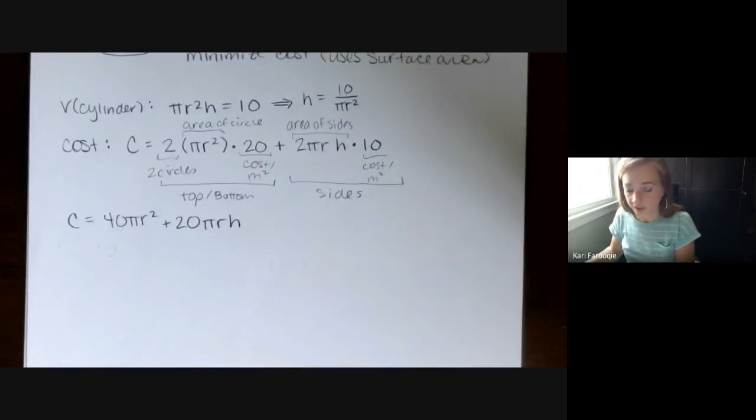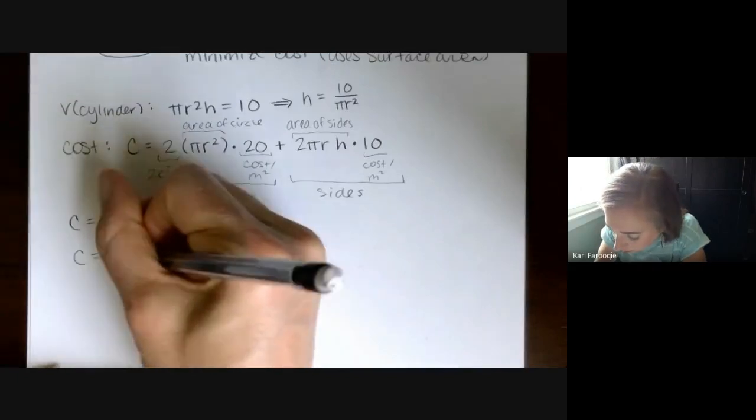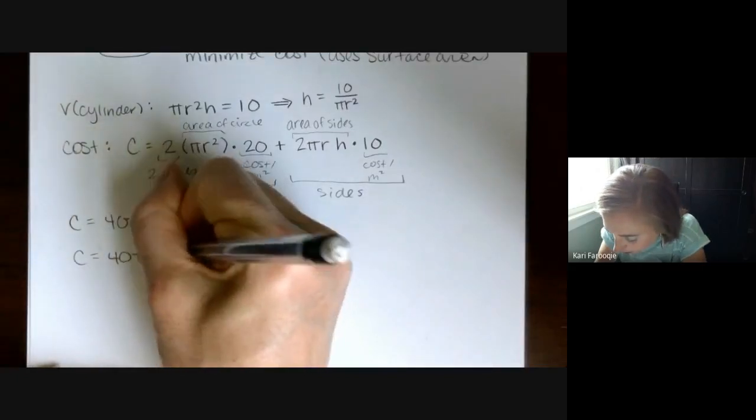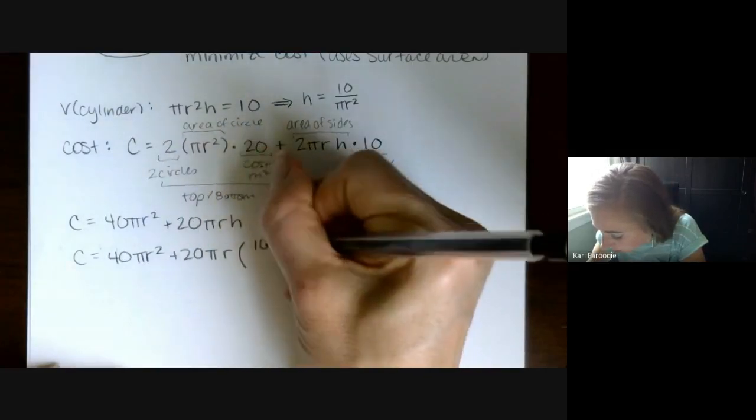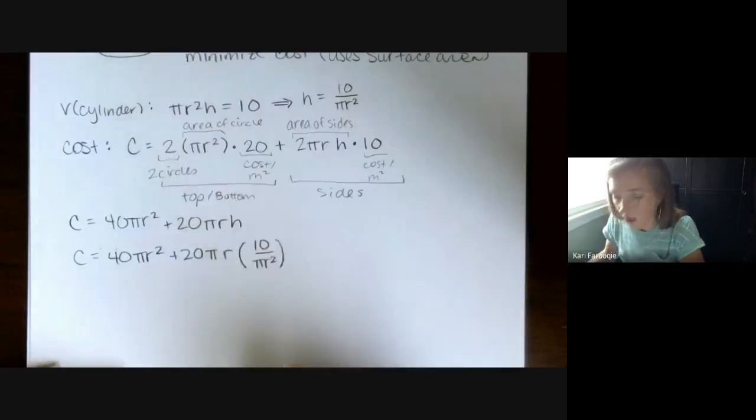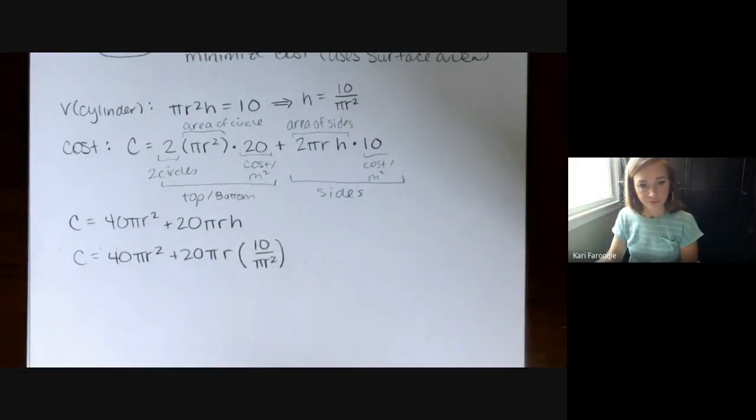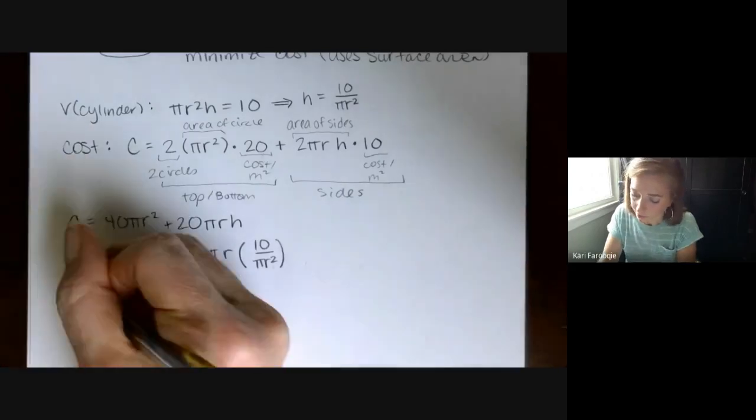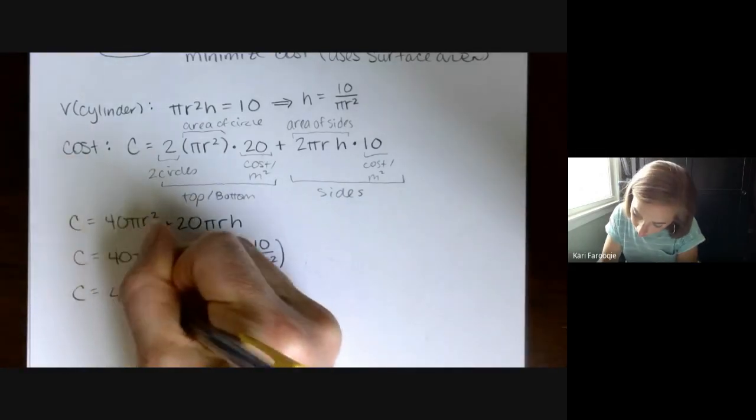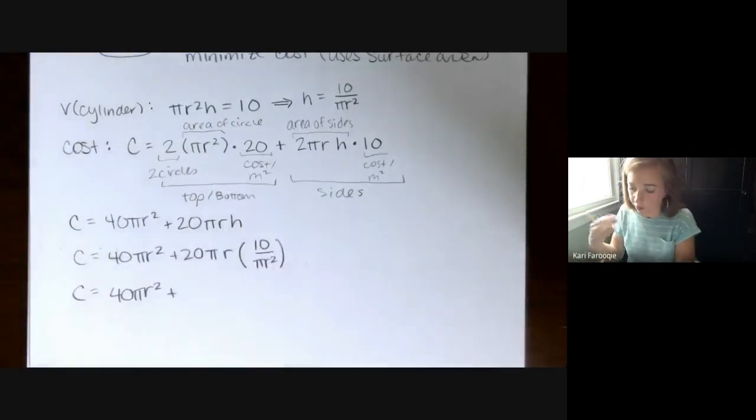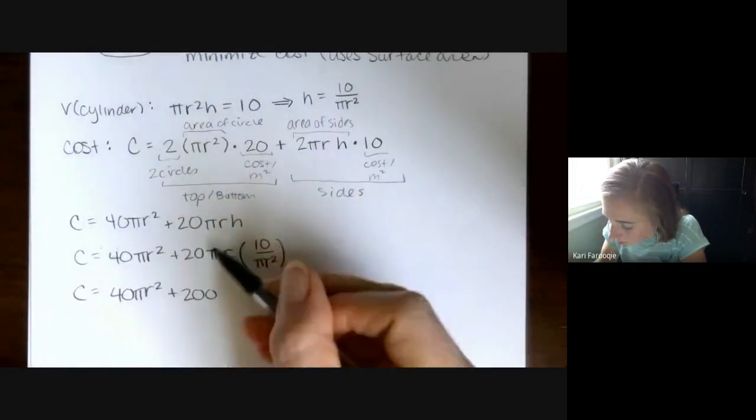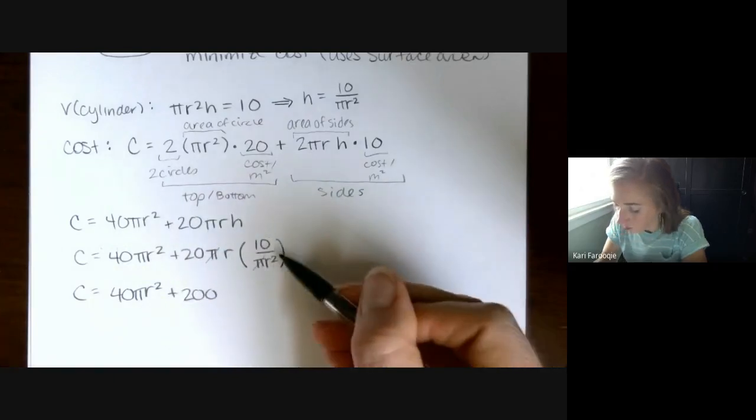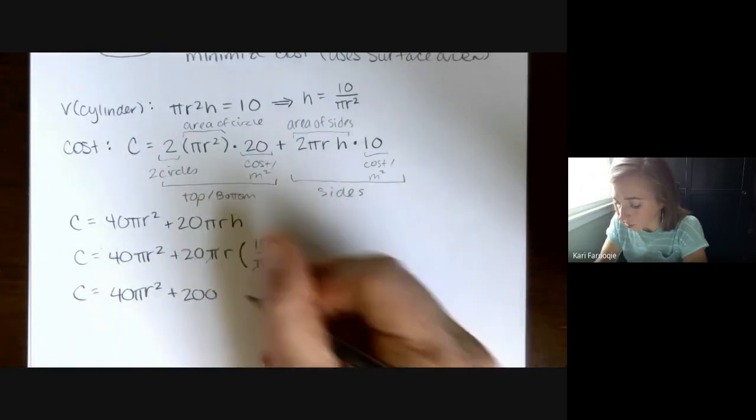All right, so I'm going to sub that in now to my cost equation. 40 pi r squared plus 20 pi r times 10 divided by pi r squared. It's just this process of simplifying and rewriting. So I'm going to get 200. The pi's are going to cancel, and you're just going to have 1 power of r left in the denominator.